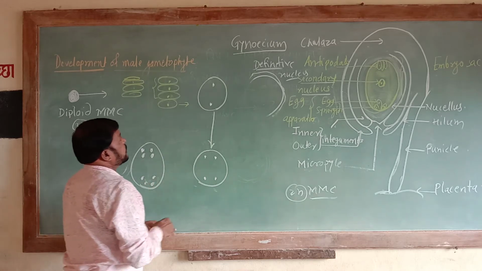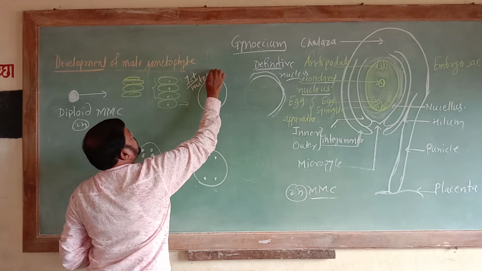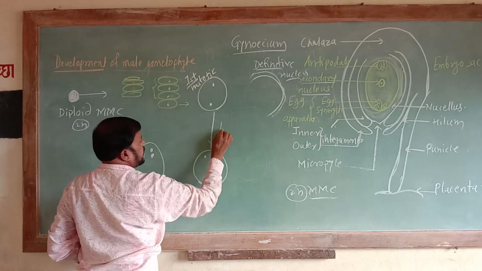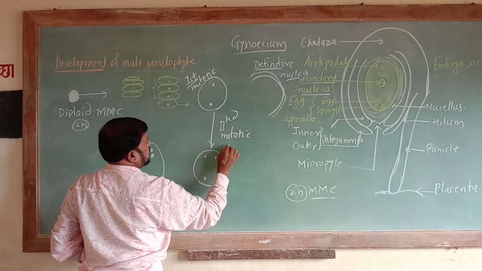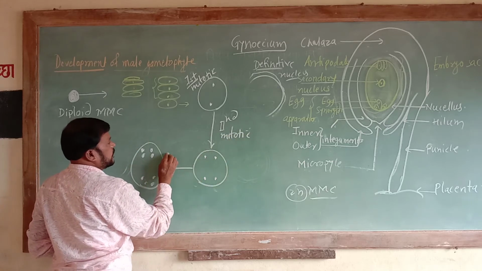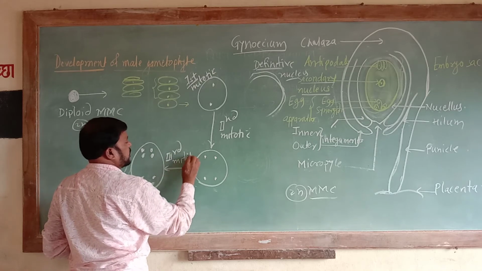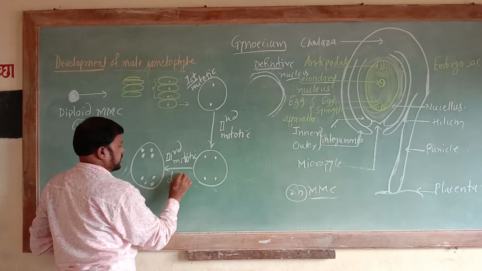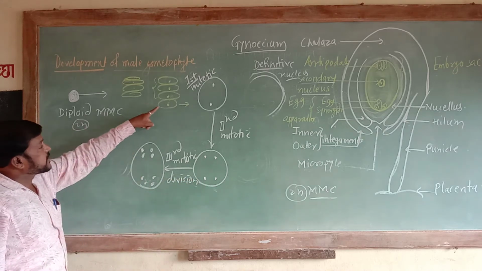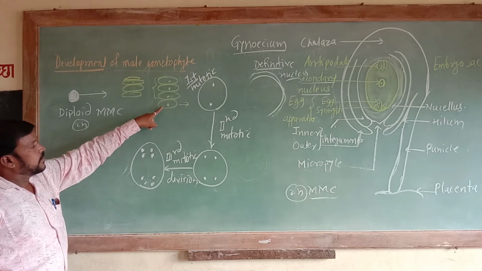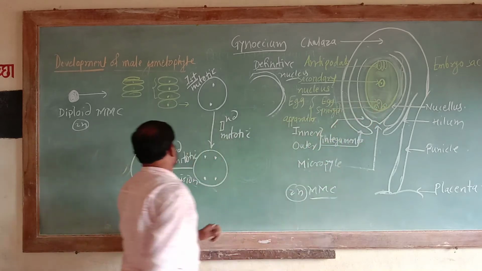Here is the first mitotic division, here it is the second mitotic division, and here it is the third mitotic division. That is, 8 nuclei are produced in a single functional megaspore, and this matures and gives rise to this type of embryo sac.